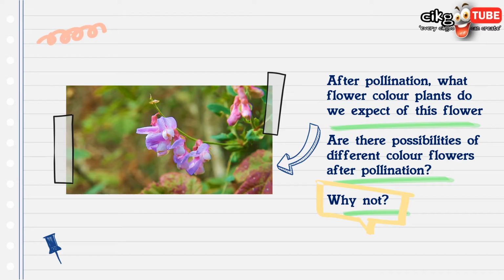Okay, so we are done with the genetic vocabularies or terms. Now, let me ask you a few questions before we go further into monohybrid cross. All right, so now if you look at the picture over here, we have a pea plant flower, which is purple in color. All right, so after pollination, what flower color plants do we expect of this flower?